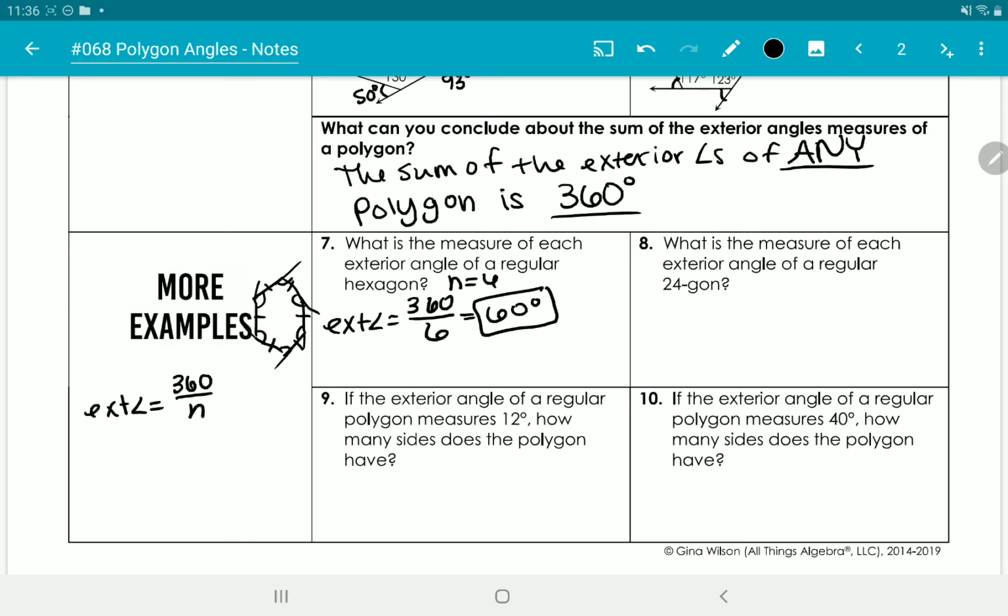Okay, I want you to go ahead and try number 8 again. Do 360 divided by n, divided by the right number, and it's going to give you your answer.